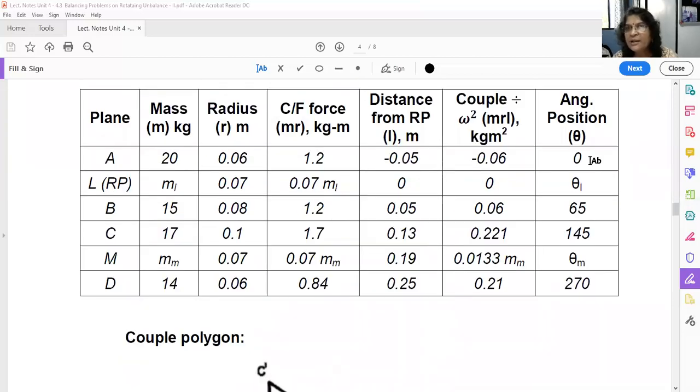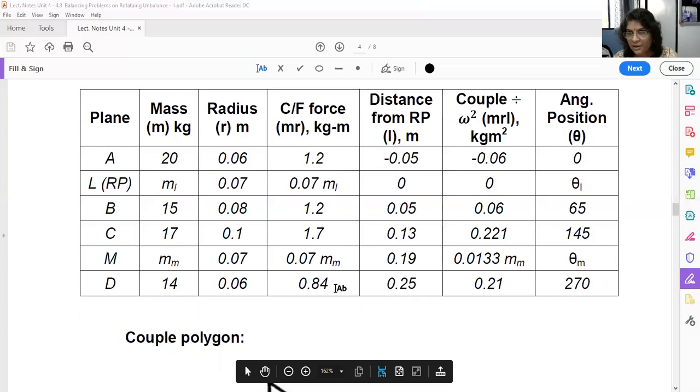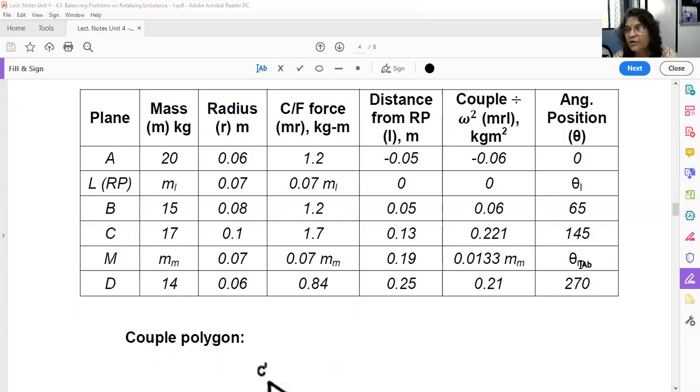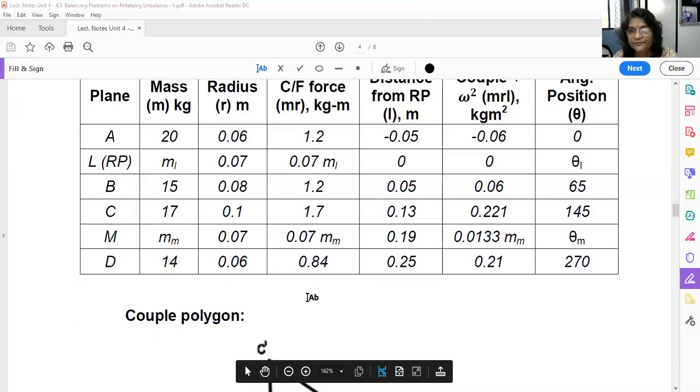First at 0 degree angle, magnitude 1.2, then 65 degree angle, magnitude 1.2 kg meter. Okay, then Newton, that means here either kg meter. This we have taken from an old book. So earlier the unit was kg meter of force, but you consider it as Newton only. So here also Newton meter square. Then third is 145 degree, magnitude 1.7, then 270 degree, 0.84 Newton. And this one, what is the angle we got? 8 degree, and what is the magnitude? 0.07 into whatever you have got the mm. Okay, so now let us draw.